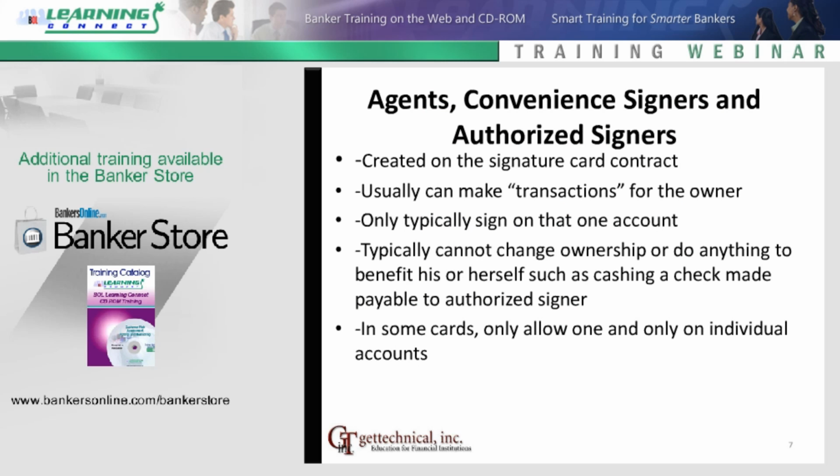So the baby ones, the agents, the convenience signers, and the authorized signers, again, only make transactions for the owner. Typically, they sign on one account. They can't change ownership or do anything to benefit themselves, such as cashing a check made payable to the authorized signer against the account. And in some cards, we only allow one, and only on individual accounts. So I've seen institutions where they make mistakes with these, where they'll say, well, we didn't like the word agent, so we lined it out and put authorized signer. Now, really, it's important to follow your signature card as it spells it out for you on your documentation.